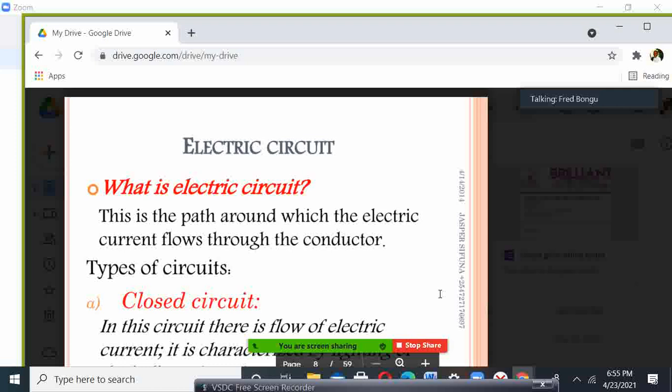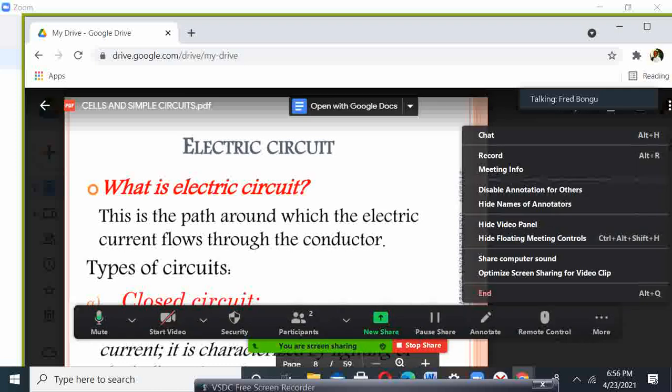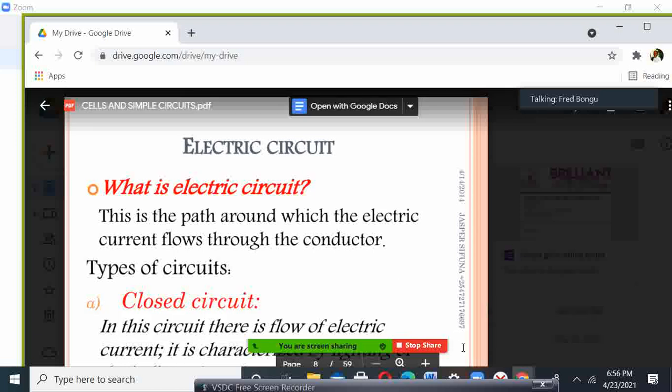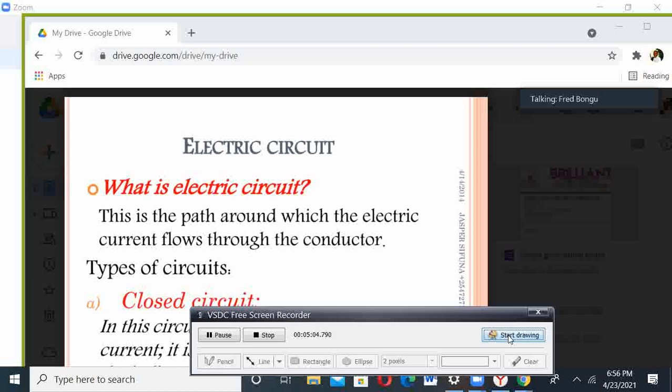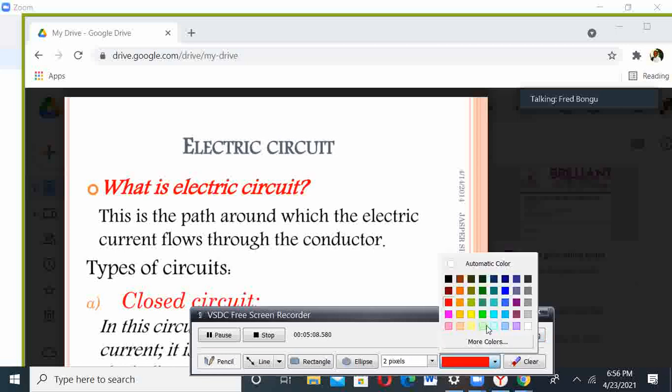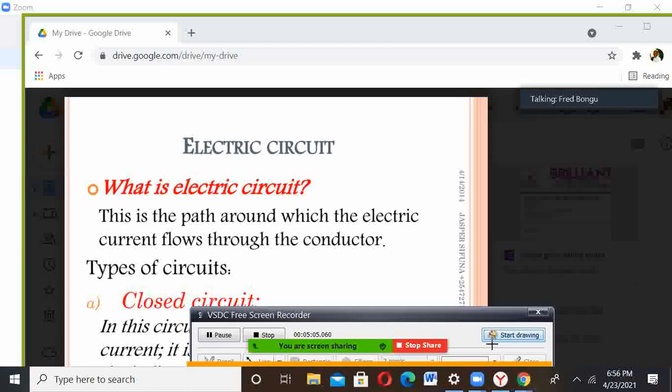So what is an electric circuit? Now we have just come up with a circuit, and we tend to give the meaning of a circuit, why we are making a circuit. But what is this we call a circuit? An electric circuit is a path, or a way, around which electric current flows through a conductor, meaning an electric circuit must comprise a conductor. This conductor forms a path through which current will flow. So an electric circuit is the path through which current flows through a conductor.